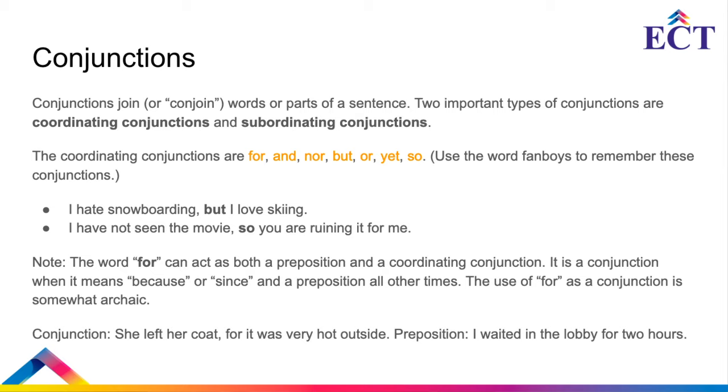Two important types of conjunctions are coordinating conjunctions and subordinating conjunctions. So the coordinating conjunctions are for, and, nor, but, or, yet, and so. Use the word FANBOYS. So the initials of every word will spell FANBOYS, to remember these conjunctions.